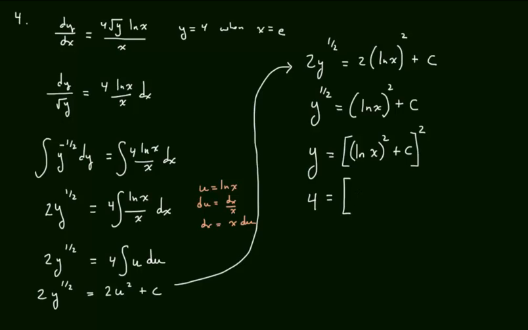So the natural log of e is 1, squared, plus c, squared. 2 equals 1 plus c, and therefore c equals 1. So my final answer, my particular equation, is y equals the natural log of x squared plus 1.